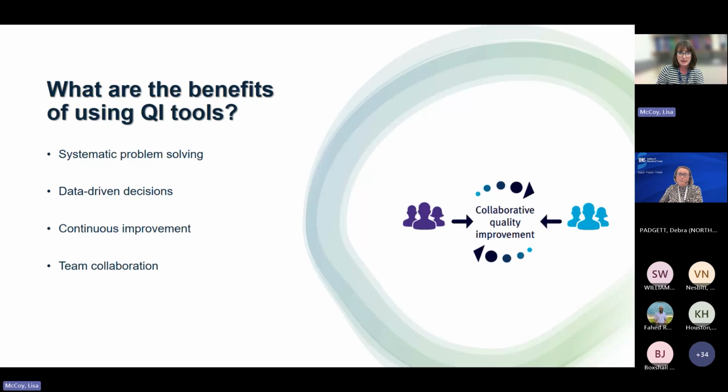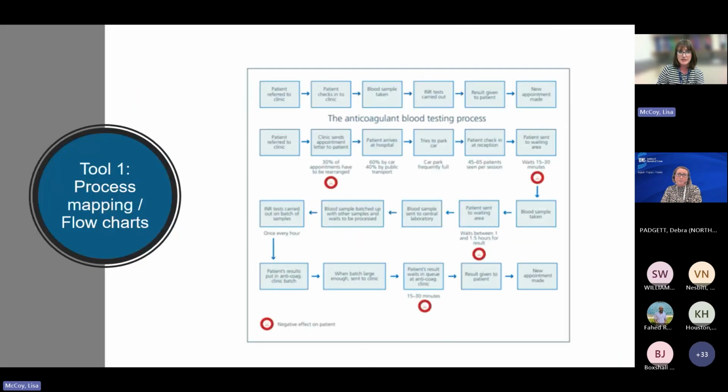And it also involves team collaboration, so that you're fostering an environment of shared understanding and taking into perspective the views of others. I'm going to talk about 6 tools today. These are not the only tools that can be used, but they'll give you a flavour of what can be used and how you can implement them within your laboratories. So the first one is process mapping or flow charts.